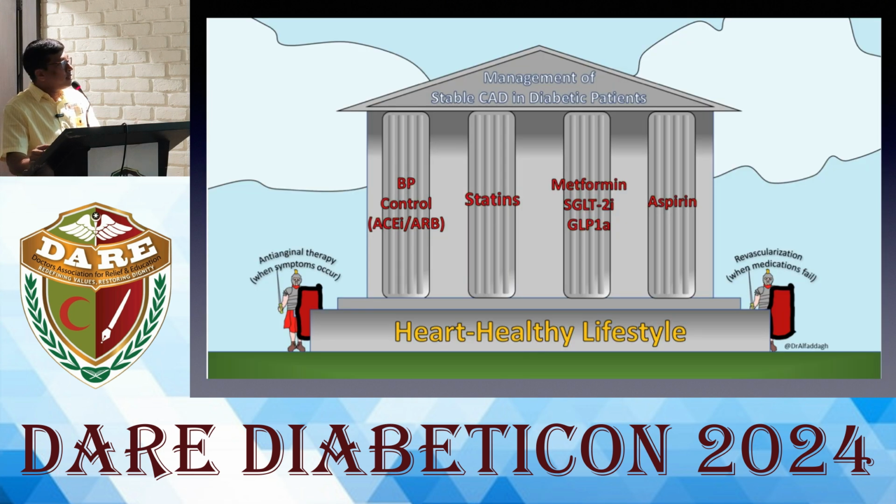So briefly to summarize, stable CAD, which is now called chronic coronary syndromes, the four pillars are antiplatelets or antithrombotics. It could be aspirin, it could be clopidogrel, it could be dual antiplatelets, or it could be antiplatelet with anticoagulant. Then proper hyperglycemic control: metformin, SGLT2, GLP-1, thiazolidinediones have a role, and other drugs along with it. Statins, high intensity statins for adequate control of LDL, and especially being a diabetic, triglycerides also need to be given importance and controlled.